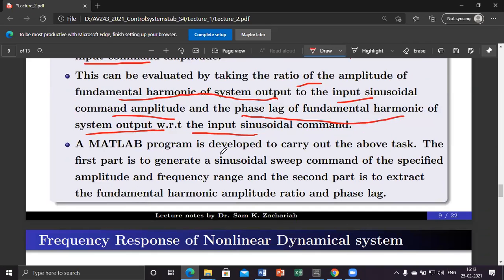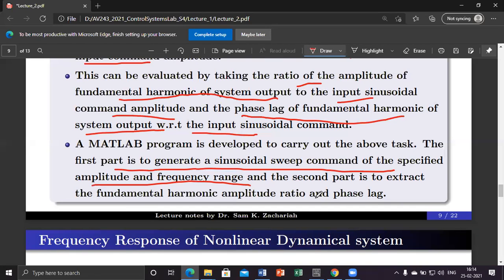A MATLAB program is developed, and Mr. Abhilash will give you the MATLAB program, how to compute that. Now I am only discussing the theory behind it. The MATLAB program has two parts. One part will generate a sinusoidal sweep command of the specified amplitude and frequency range. And the second part is to extract the fundamental harmonic amplitude ratio and phase lag.